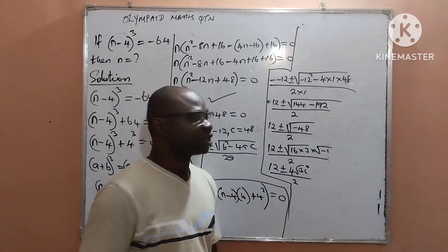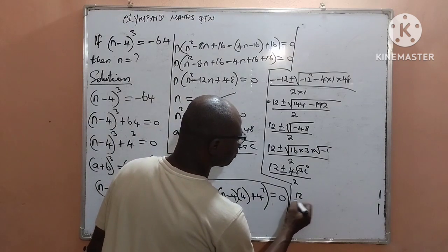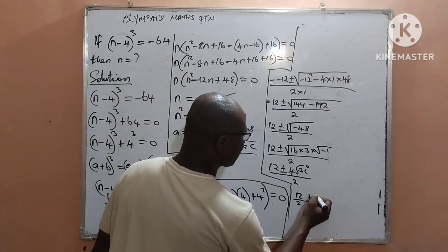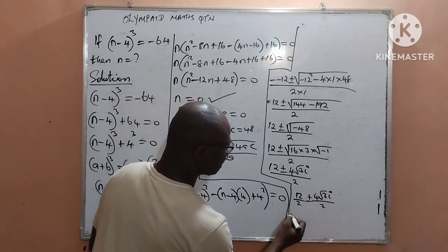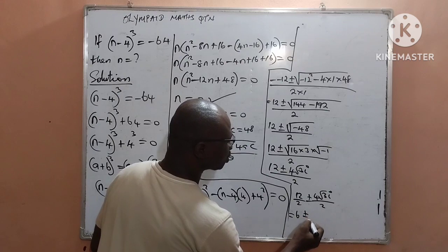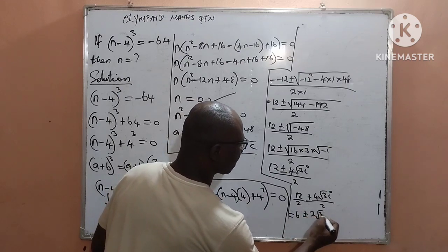Very correct. At this point, what I will write is 12 over 2 plus or minus 4 root 3i all over 2. And when this is simplified, I'll have 6 plus or minus 2 root 3i.